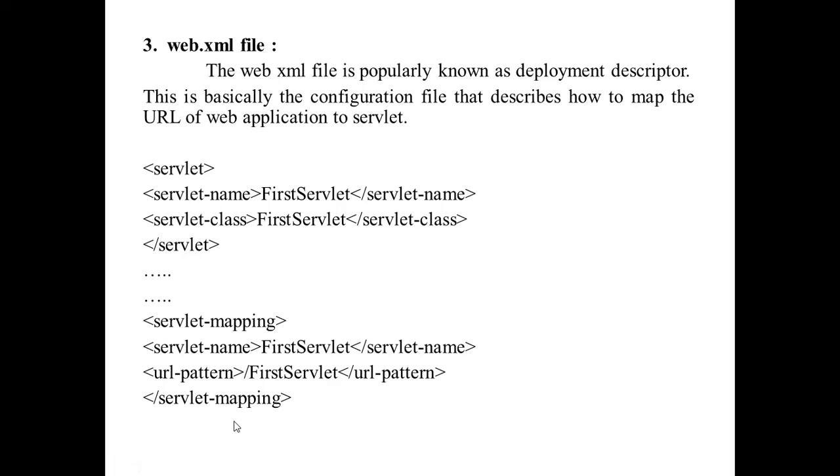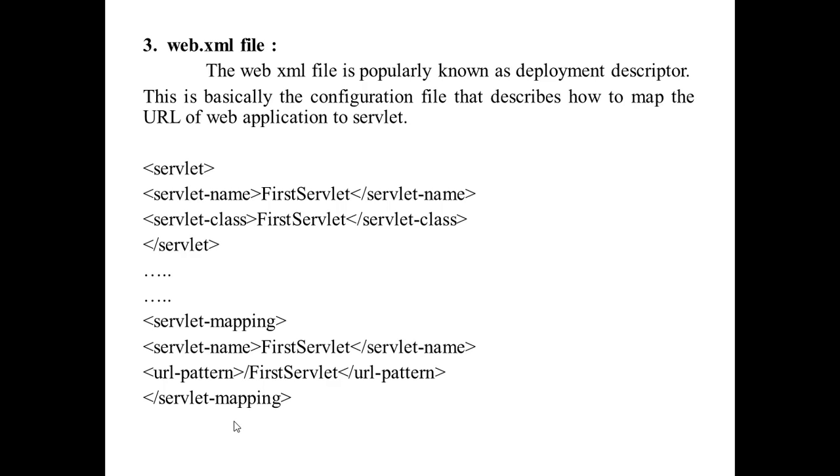This web.xml file is the deployment descriptor, and it is basically used to map the URL of the web application to the servlet. So these three files are required to create a web application or create a servlet program. And the web.xml file is saved in your WEB-INF folder.